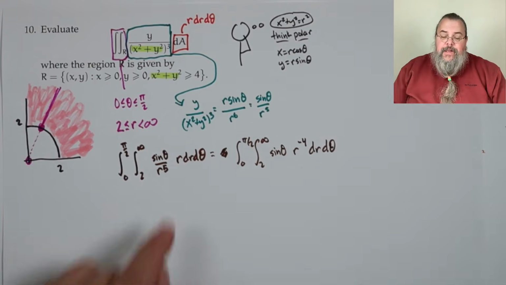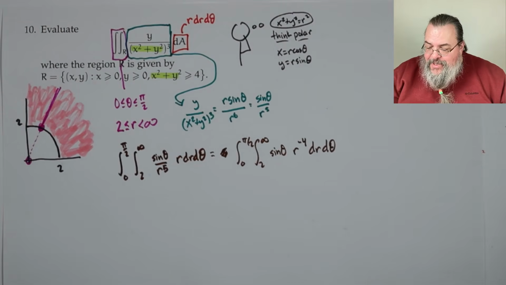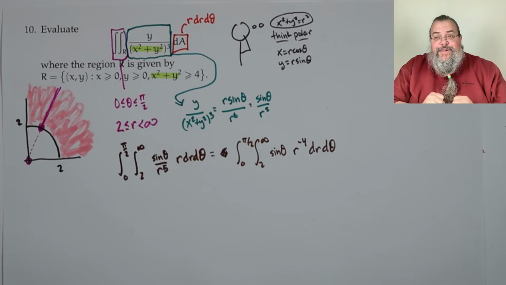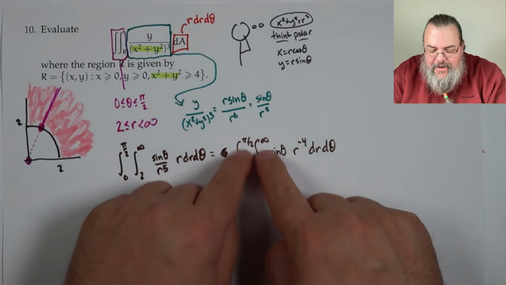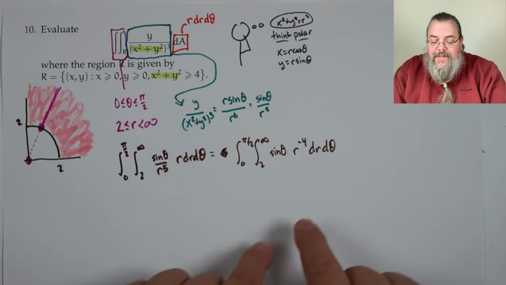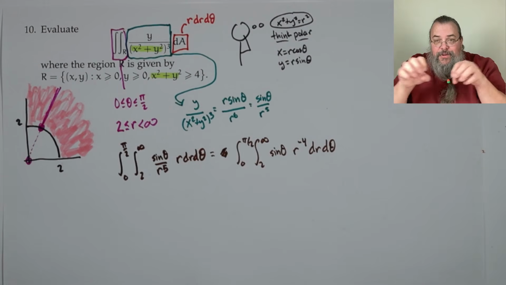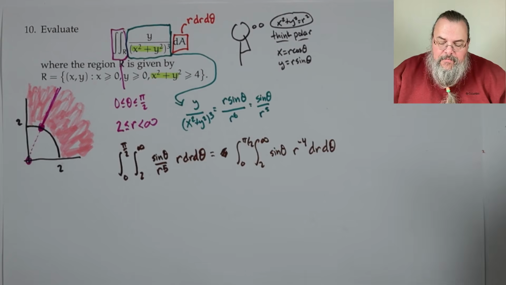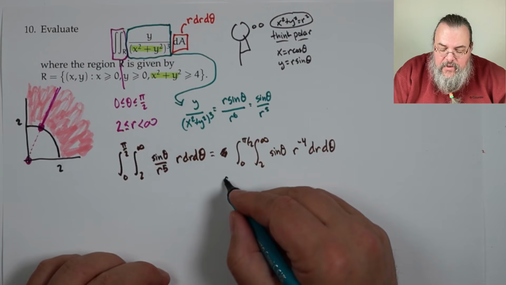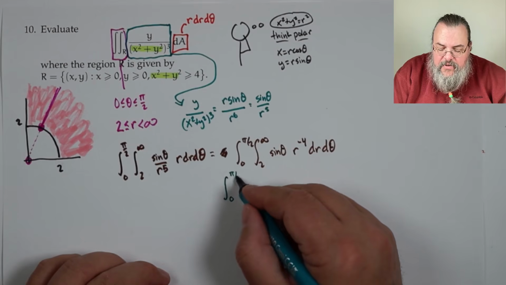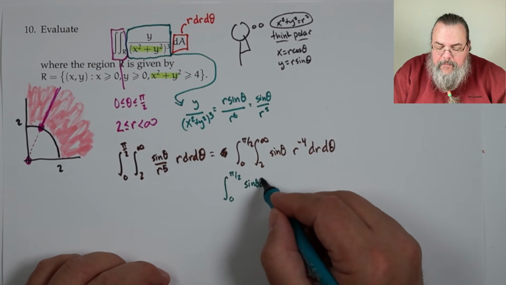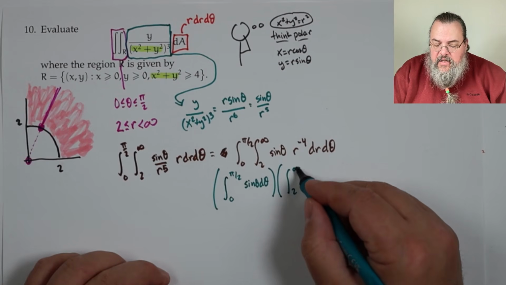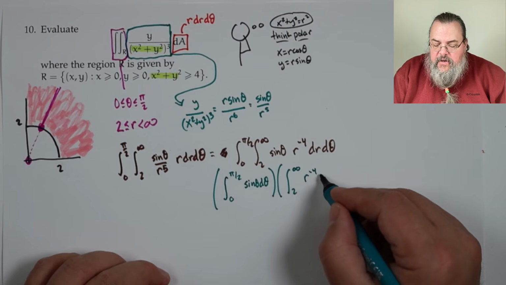Now, I'm going to use something that we've mentioned in class, haven't really used much of, which is I can pull these integrals apart because the bounds are constants. There's no thetas or r's in the bounds. And the functions I can separate by multiplication. So I can pull this into two separate integrals and do each one by itself. So we get, for the theta part, 0 to pi over 2, sine of theta d theta. And for the r part, integral 2 to infinity, r to the minus 4 dr.